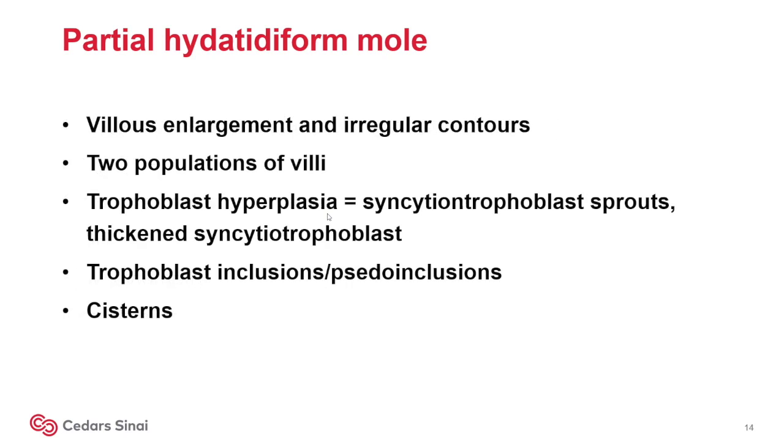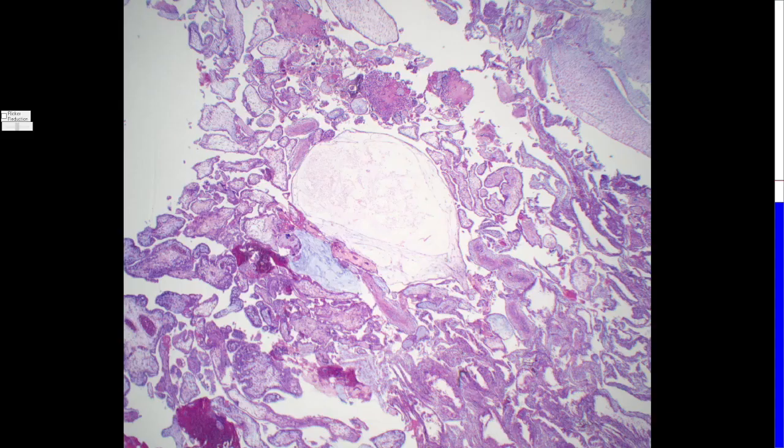Under the microscope, we're going to see features that are very similar to what we saw in dysmorphic villi, and that includes villus enlargement and irregular contours. Also, characteristically in partial mole, we have two populations of villi, some that are large and edematous and others that are small and fibrotic. And then we have trophoblast hyperplasia, trophoblast inclusions, pseudo inclusions, and cisterns. So let's look at some slides under the microscope.